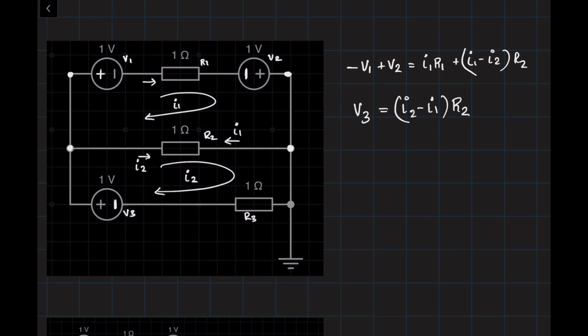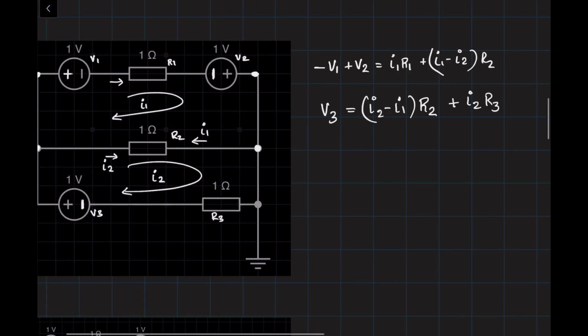Now, is there any other resistor? Yes, we have R3. So how will you write the equation for R3? You have to write plus I2 R3. Why? Because there is only one current flowing through that R3, which is I2. So I2 R3. Understood?